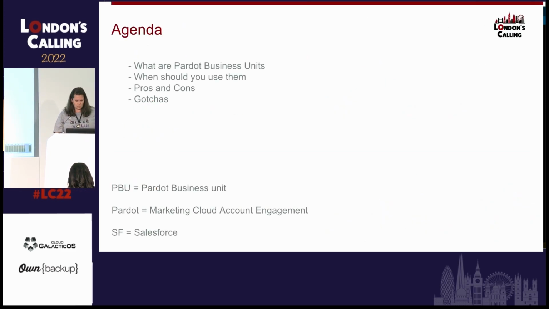So first thing I'll do is talk about the agenda. We're going to look at what Pardot business units actually are, because I know quite a lot of us will probably know, but there'll be some who don't, when we should be looking to use them, and then the pros and cons and the gotchas. So that's the plan. Within my slides, if you see any reference to business units or any of this terminology, that's what I'm trying to talk about. And I'm going to say Pardot. The likelihood of me saying Marketing Cloud Account Engagement at any point during this presentation, apart from now, is very unlikely.